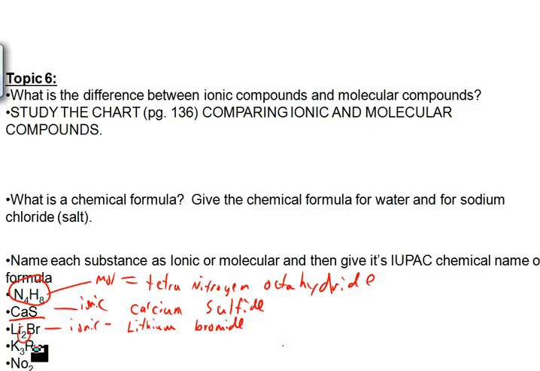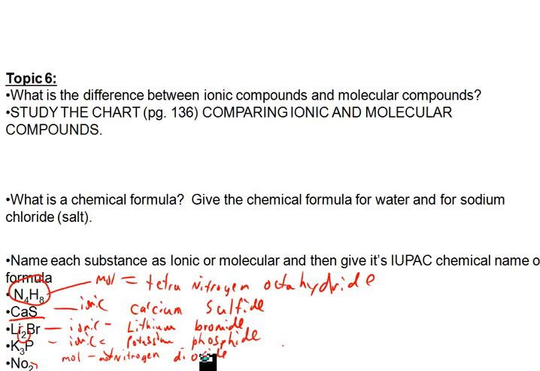Next, K3P, again metal, non-metal, so it's ionic, and therefore it is potassium phosphide. Finally, NO2, non-metal, non-metal, so it's molecular, which means it's nitrogen, not mono, so no mono at the front. It's nitrogen di for 2 oxide.